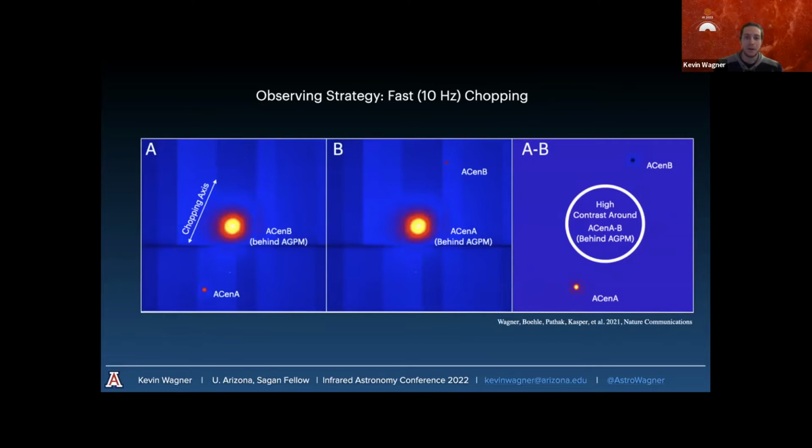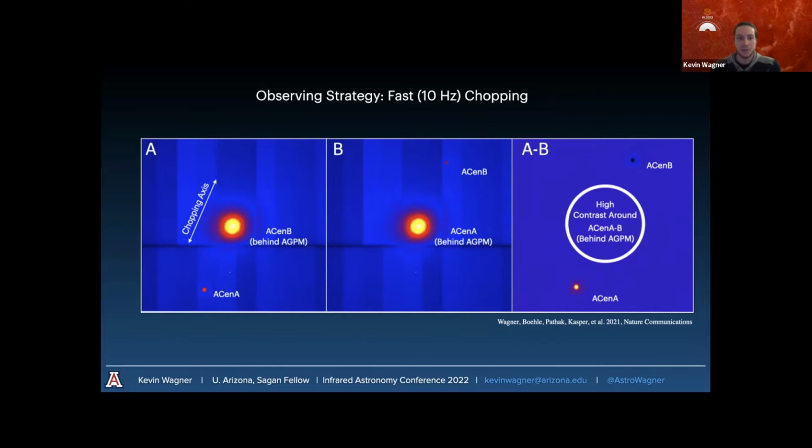So the final component that I want to tell you about that makes MidIR exoplanet imaging even possible with current detectors is the observing strategy. In order to enable measuring and subtracting the relatively high background from the image, much of which is actually systematic noise from the detector, we perform rapid chopping at about 10 hertz, in which we alternate the position of the star on and off of the coronagraph in this image.